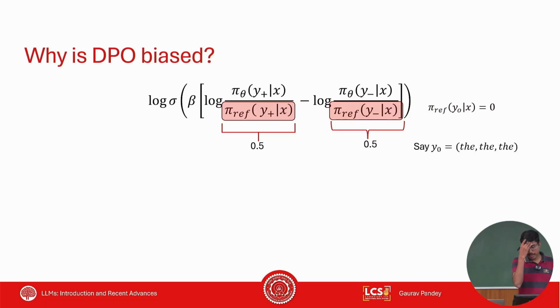So now let's assume that you have just started training, and your reference policy assigns the same probability to the preferred and the rejected, and both of them have a probability of 0.5. And there is some output y naught, which is just a repetition of the word "the". This is some output whose probability you have not mentioned in the objective. See, this particular y naught does not occur in this objective at all. But ideally, you don't want its probability to increase, right? You only care about preferences or outputs that are there in your data.